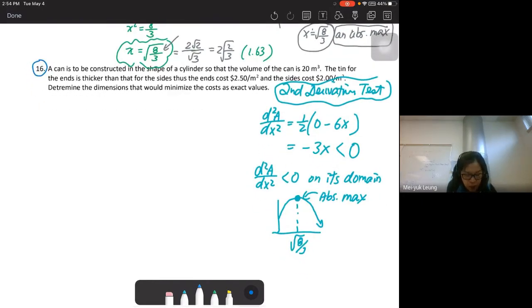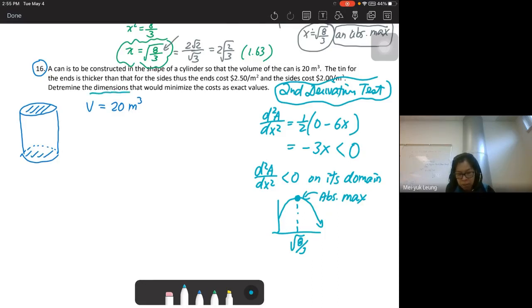A can is to be constructed in the shape of a cylinder. So draw a cylinder. The volume of the cylinder is 20 cubic meters. The tin at the two ends is thicker than that for the sides, so the ends cost $2.50 per meter squared, but the sides cost only $2 per meter squared. We want to determine the dimensions of this cylinder that would minimize the cost, as exact values.